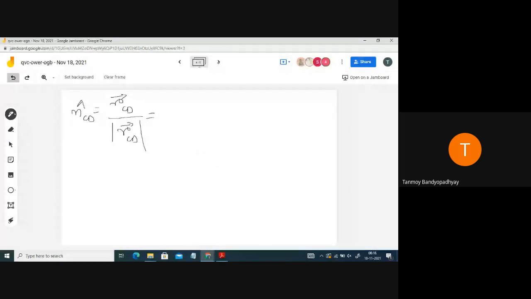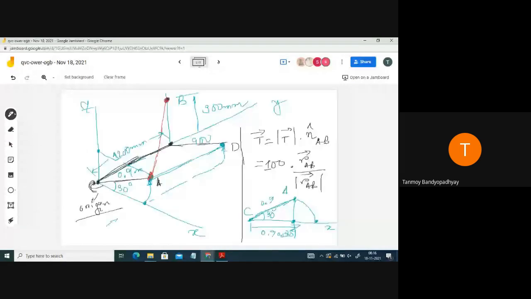So if you intend to find RCD, that should be equal to the coordinates of the point D minus the coordinates of the point C. So theta is your origin actually, I think. So this one is our origin. So this is 0, 0, 0.